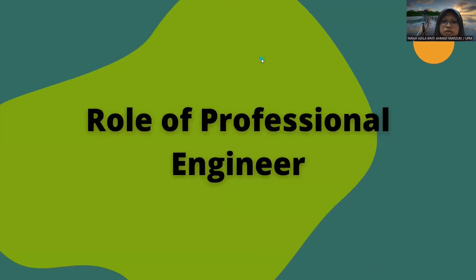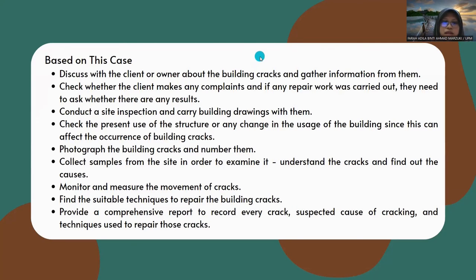So for the next part, the role of professional engineers. These are the roles based on this case, such as discuss with the client or owner, check whether the client makes any complaints, conduct a site inspection, check the present use of the structure or any change in the usage of the building, photograph the building cracks, collect samples from the site, monitor and measure the movement of cracks, find the suitable techniques to repair the building cracks, and the last one is provide a comprehensive report to record every crack, suspected cause of cracking, and techniques used.